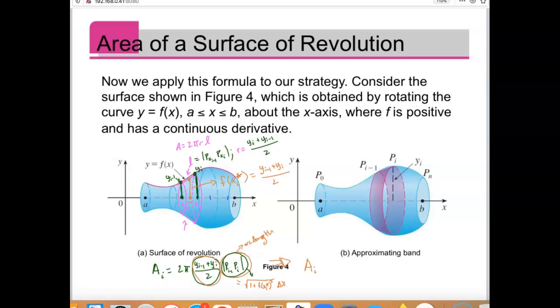And it becomes the area of the band, the frustum on that interval, is just 2 pi times f of x i star, which is my average radius, times the square root of 1 plus f of x i star squared, delta x. And that gives us that shaded area, right? The surface area of one band.